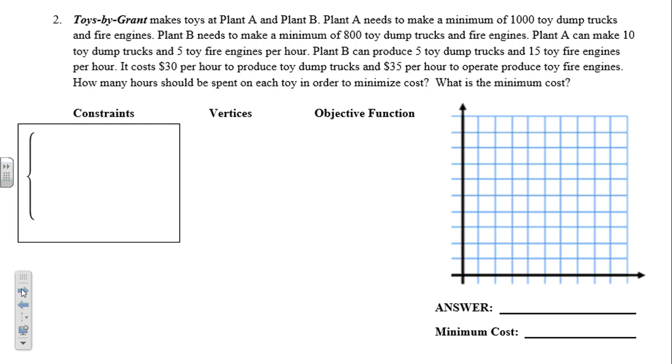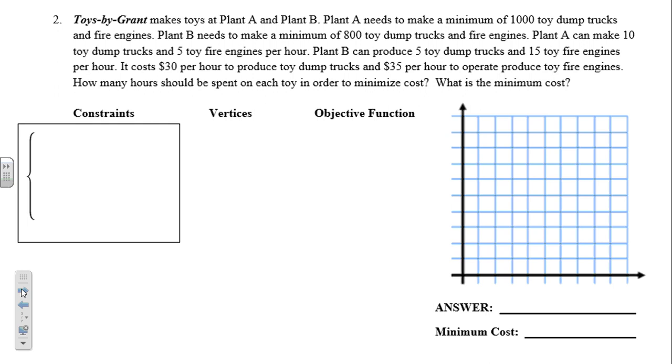Plant B has to make a minimum of 800 toys in order to be productive. Plant A can make 10 dump trucks and 5 fire trucks in an hour. B can produce 5 dump trucks and 15 fire engines in an hour. It costs $30 an hour to produce toy dump trucks and $35 per hour to produce toy fire engines. So we want to know how many hours should be spent on each toy in order to minimize the cost, and we want to know what's the minimum cost.